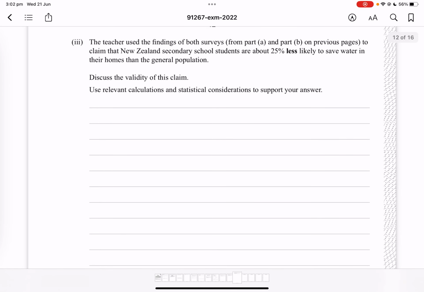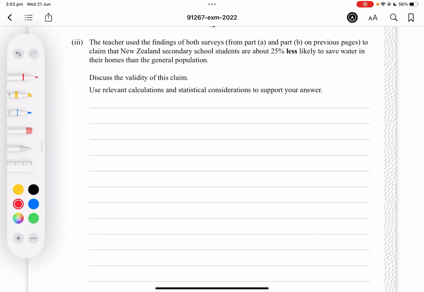Question III. So the teacher uses the findings of both surveys from Part A and Part B to claim that New Zealand's secondary schools are about 25% less likely to save water in their homes than the general population. So we know, as was just stated in the previous question, that P save for the secondary school population is equal to 0.5632.